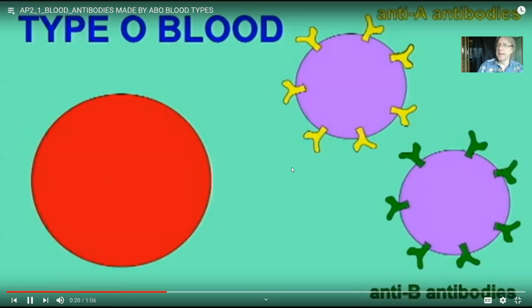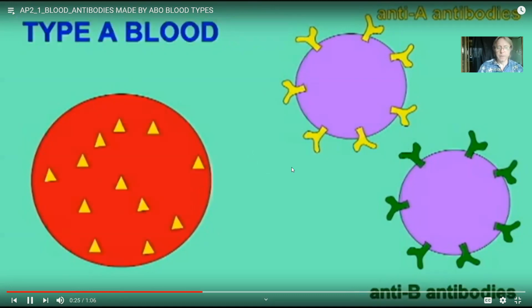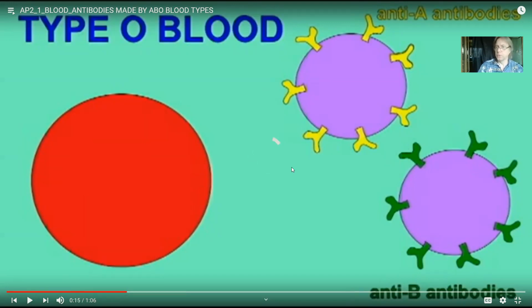Now, since neither of them would react against the blood cells here, because this fetus has no yellow triangles or green triangles, then there's no problem. And then this infant is born making both anti-A antibodies and anti-B antibodies, since neither react with self.